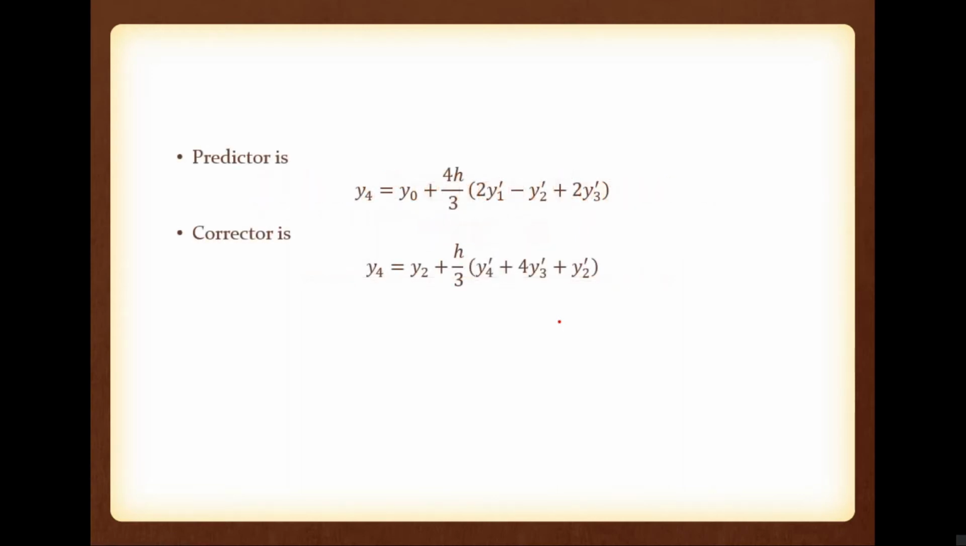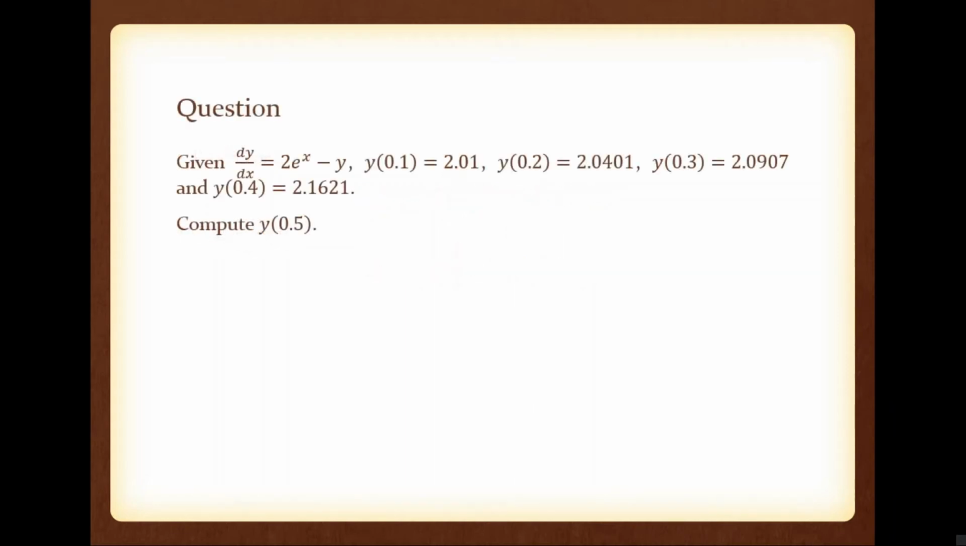Please note down the predictor and corrector equation of Milne's method. The predictor equation is y4 is equal to y0 plus 4h by 3 into 2y1 dash minus y2 dash plus 2y3 dash. Dash means derivative: dy by dx at x equal to x1 is y1 dash, at x equal to x2 is y2 dash, and at x equal to x3 is y3 dash. Then the corrector equation is y4 is equal to y2 plus h by 3 into y4 dash plus 4y3 dash plus y2 dash.